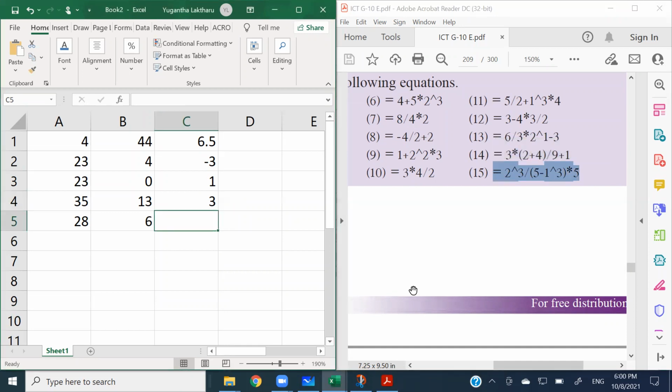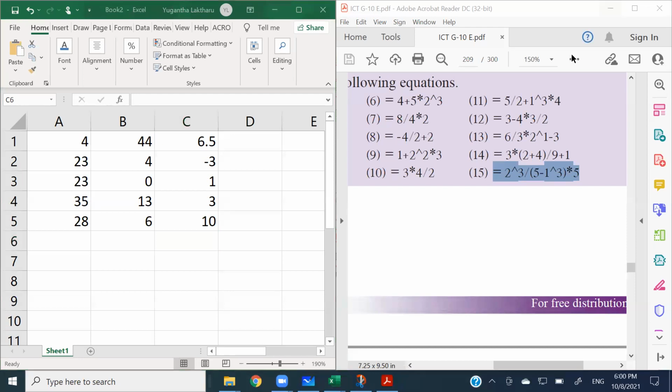Dilni, 0.8? I doubt so. Most of you are giving me the answer 10. So let's see what's going on here. Division is there within brackets, 5 minus 1 into 3, and then multiplied by 5. Yes, so the answer is 10.